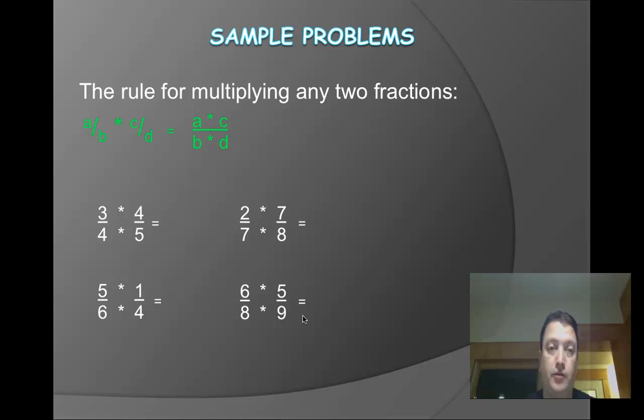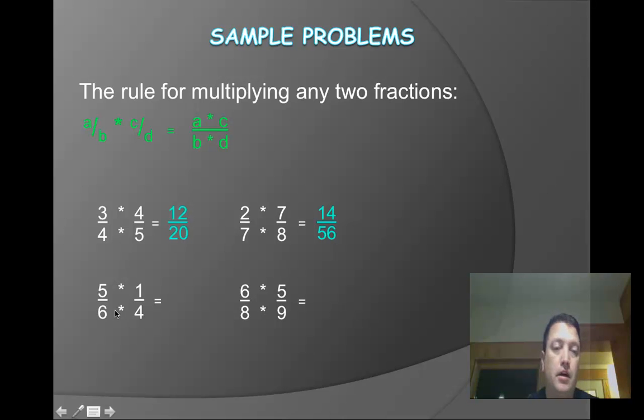We're going to take a look at that on the next page. I'm going to leave that rule up here, the one we just talked about. So we've got 3 fourths times 4 fifths. I'm going to multiply the numerator times the numerator: 3 times 4 is 12, and 4 times 5 is 20. Let's go to the next one. 2 times 7 is 14, and then 7 times 8 is 56. So 2 sevenths of 7 eighths ends up being 14 56ths.